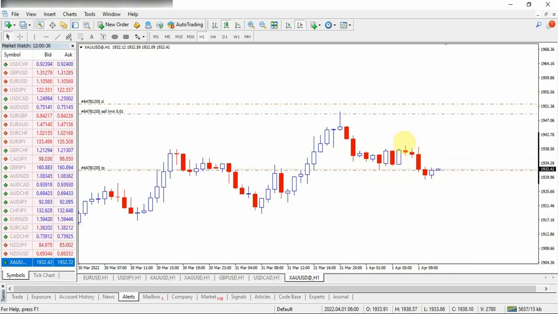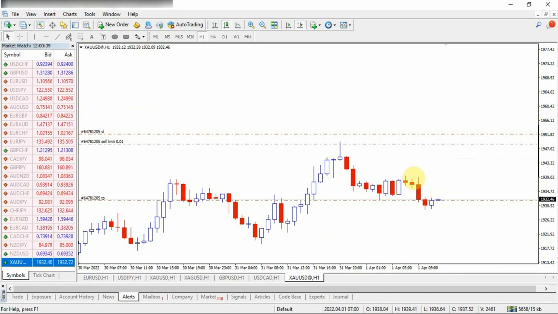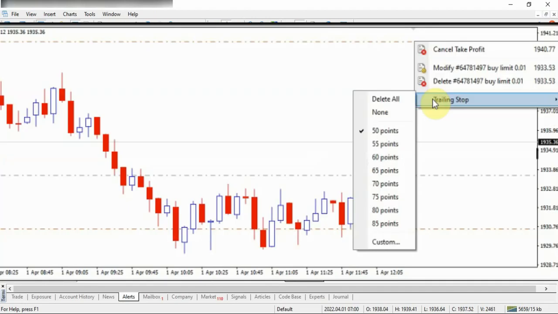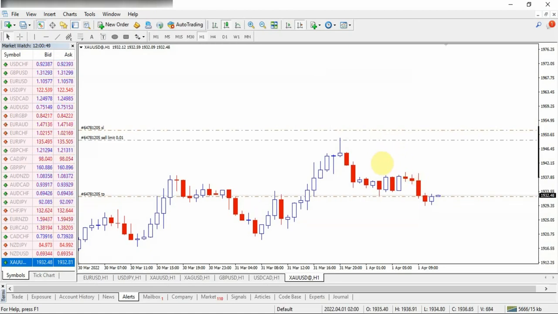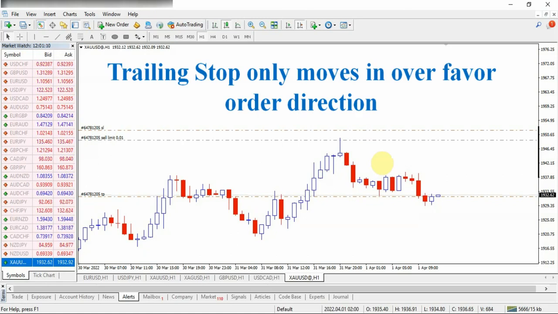Now, how does this trailing stop work? Suppose that your trailing stop amount is 50 pips. Once your trade touches 50 pips of profit, your stop loss will move and locate exactly on your entry point. The trailing stop only moves in the direction of your profit and does not move in the reverse direction.